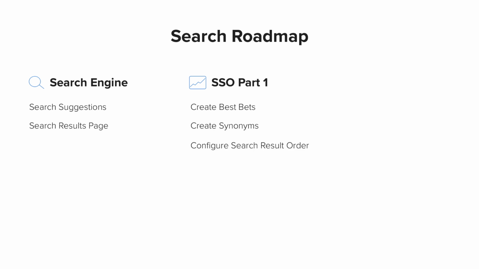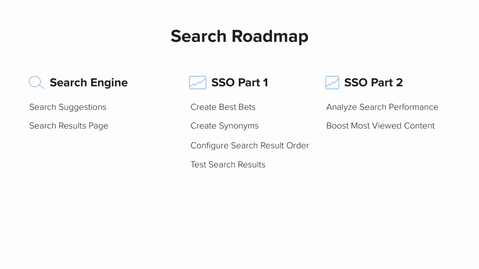Next up on our roadmap is Synthesis Search Optimization Part 1, which will allow you to create best bets, which are promoted search results for certain search terms, create synonyms, which allow your users to find content using synonymous words or acronyms, configure the order of search results on the search results page, and test search results without impacting your analytics. Speaking of analytics, SSO Part 2 will provide the tools you need to analyze search performance to optimize your user search experience, as well as add in result boosting for your most viewed content and resources marked as essential content in Synthesis Content Optimization.